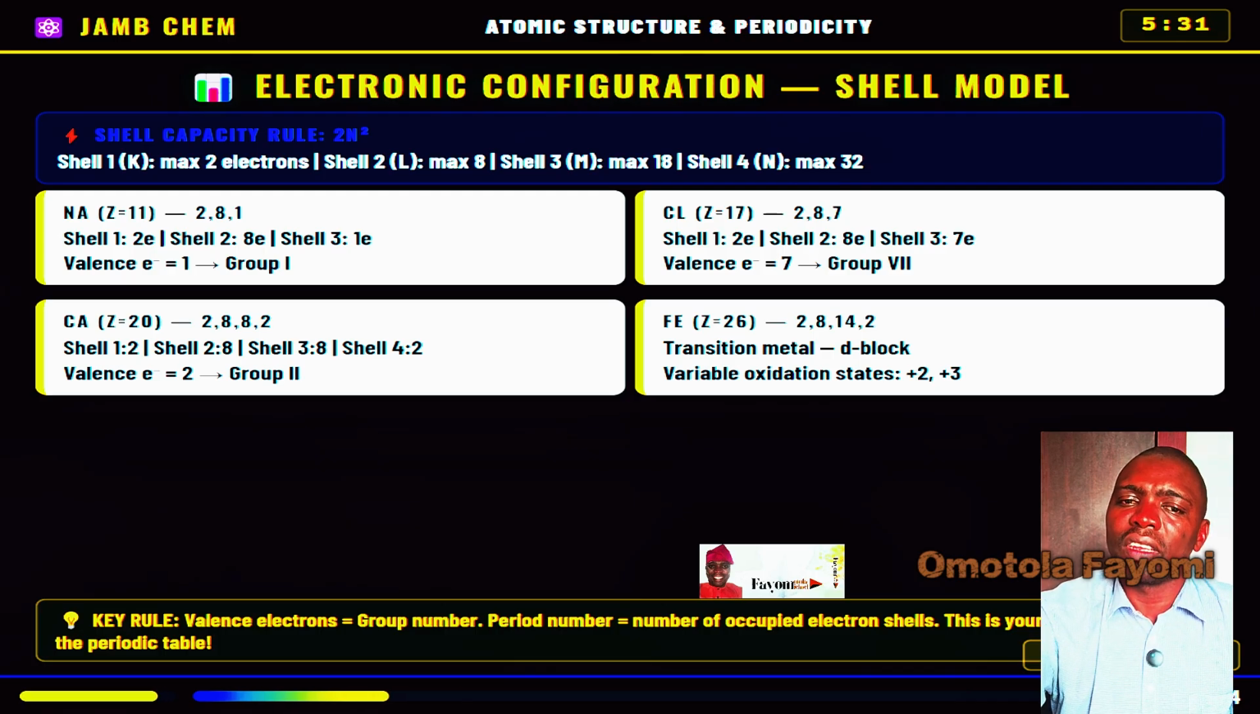Now let's fill some configurations. Sodium, Z equals 11: 2 electrons in shell 1, 8 in shell 2, 1 in shell 3, written as 2, 8, 1. Chlorine, Z equals 17: 2, 8, 7. Calcium, Z equals 20: 2, 8, 8, 2. 4 shells, so period 4, group 2. Here is your golden rule for JAMB. The number of occupied shells tells you the period. The number of valence electrons tells you the group. 2, 8, 7: 3 shells, period 3, and 7 valence electrons equals group 7.